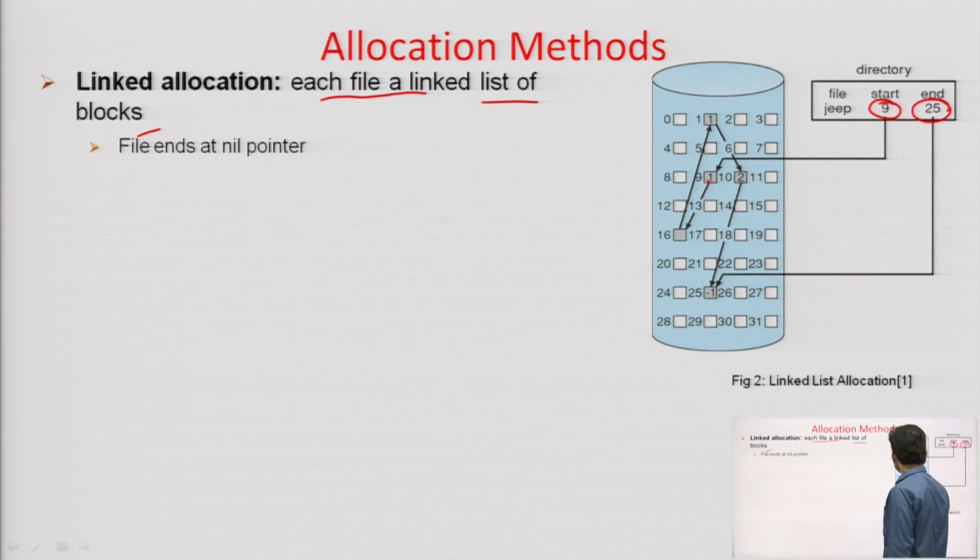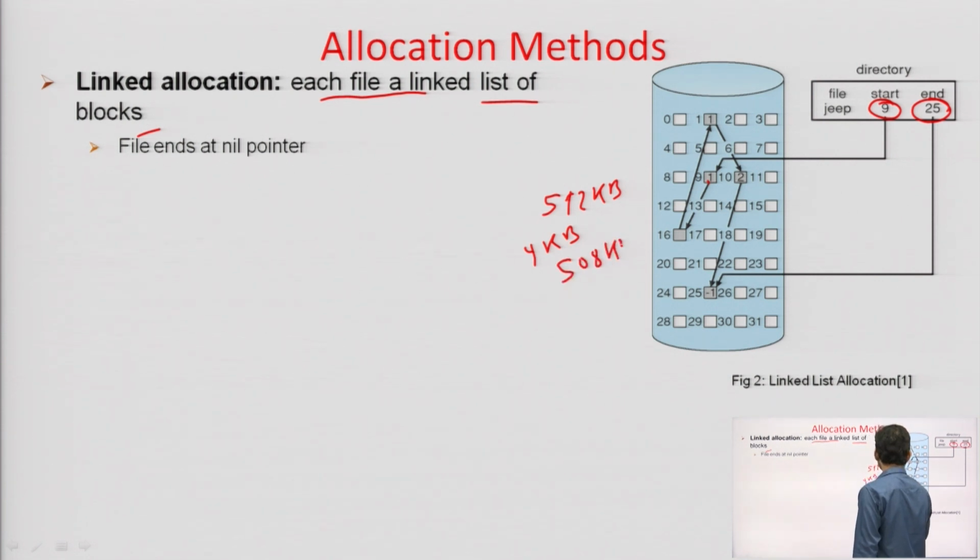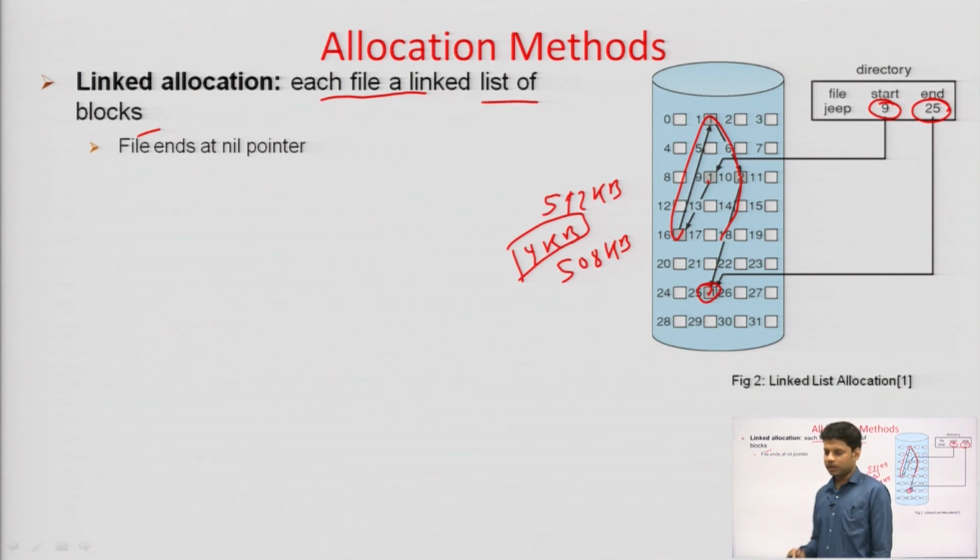Suppose this file node has 512 KB and the pointer takes 4 KB. Only 508 KB will be visible to the user, because 4 KB is used as a pointer to the next node, which is 16, then 1, then 2, then this is your 25. 25 contains the nil pointer.